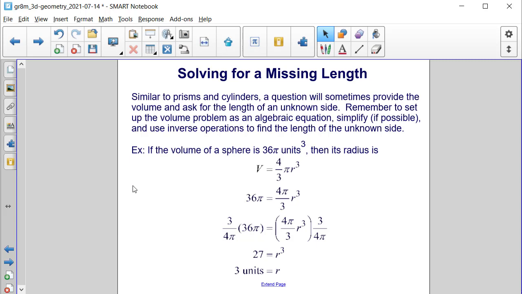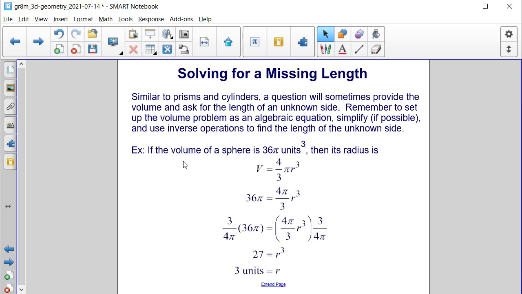Similar to prisms and cylinders, a question will sometimes provide the volume of a solid and ask for the length of an unknown side. Remember to set up the volume problem as an algebraic equation, simplify one or both sides if possible, and then use inverse operations to find the length of the unknown side.